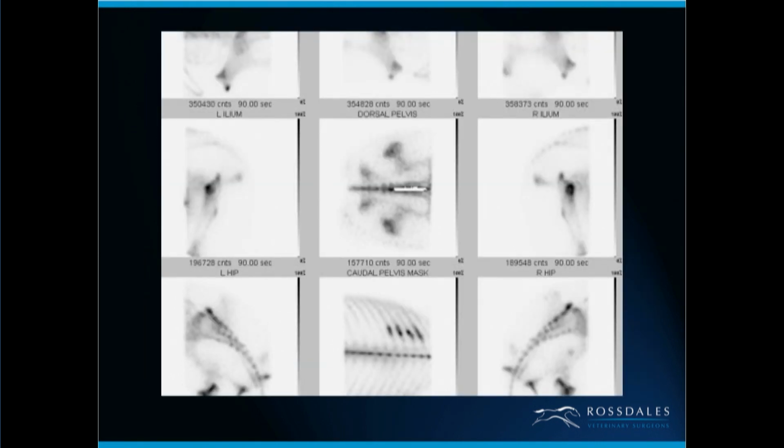This is a horse that had a fall out hunting, and here we can see on the dorsoventral view there are 4 really nice rib fractures just on the left side, so some nice uptake there.